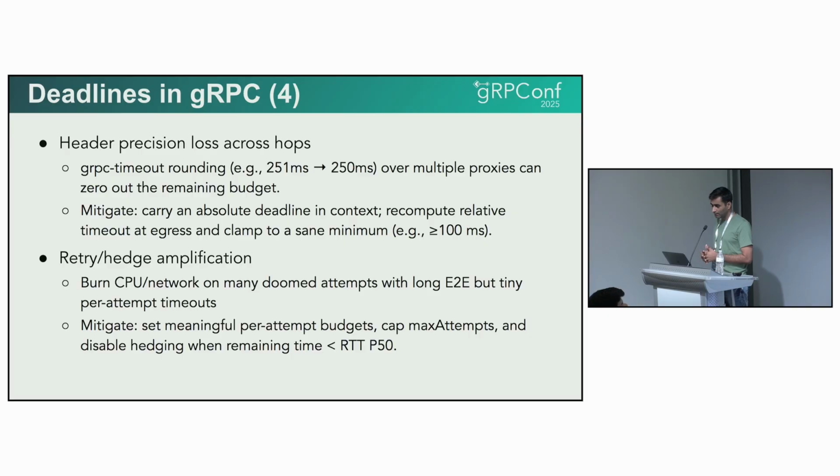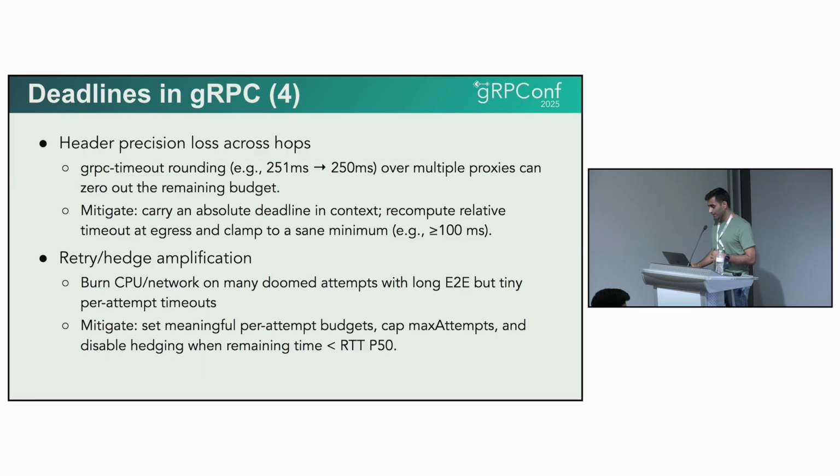Another issue is retry and hedge amplification in gRPC services. Let's say you set a long end-to-end deadline, but each attempt the service gets is very small. Then the client is just going to do a lot of retries. Since each request has a very small timeout, each one will fail instantly. Again, we are just burning CPU and network resources, retrying a lot of times, but the service is not doing any actual work here.